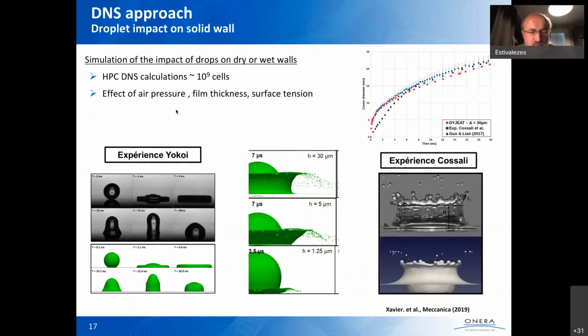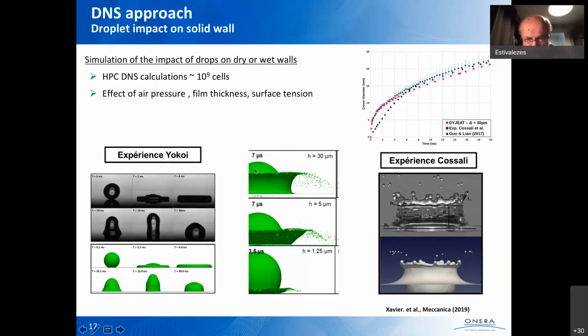It's a problem of droplet impact, liquid droplet impact at high velocity. So before we do that, we have checked that the code is able to simulate quite simple experiments at a very low velocity. So this is the experiment of Yokoi, and this is the simulation. So we can see we have really a good agreement. Another experiment of Cossali, an Italian colleague, where here you have our numerical result, the experiment of Cossali, and another numerical result. So we can see again that we have a good behavior of the code.